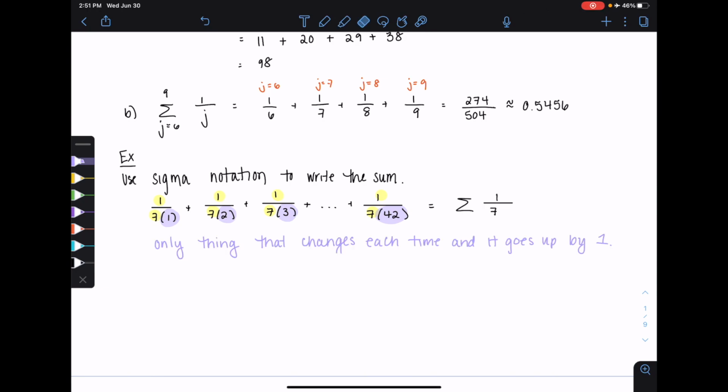That's the only thing that changes, and it goes up by 1. I'm going to start this at 1, and I'm going to end it at 42, because the last value I'm going to plug in is 42. So this tells me all of my missing pieces of information. What I need down here is just an expression, i. So in the denominator, I get i, because that's going to change. I'm going to start by plugging in i equals 1, and I'm going to stop when I get to 42.